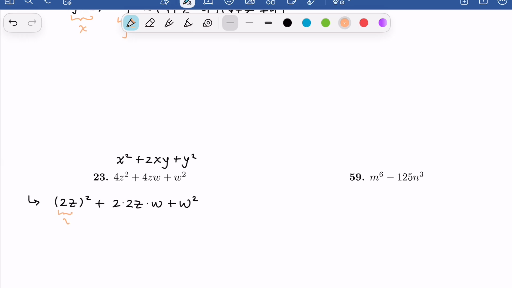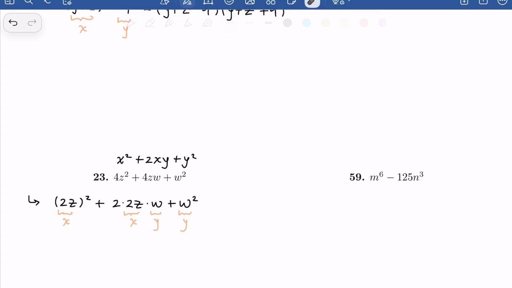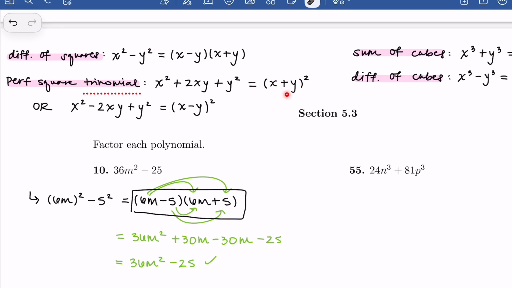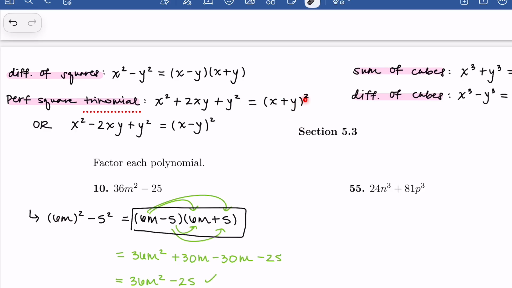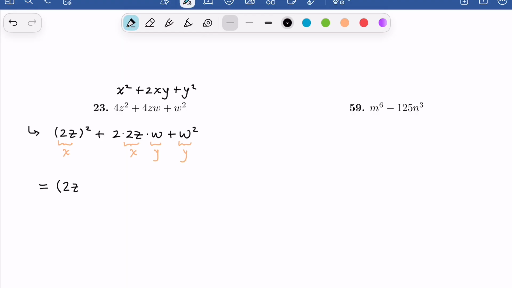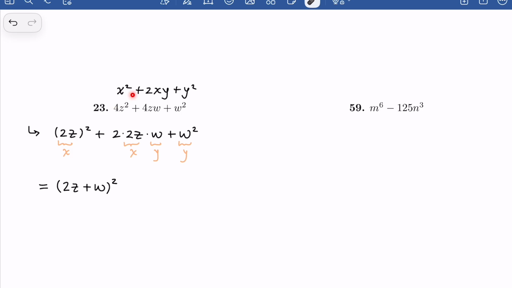So we can think of 2z as our x value. So this whole thing would be our x, and w would be our y value. So what we're going to do is plug in our x's and y's into the factored form of our perfect square trinomial. That's just going to end up being x plus y squared. So going back to this, our x is 2z, so it's going to be 2z plus our y value, which was w, and we're squaring that. So that would be our final answer. So that's why it's good with these more complicated trinomials to recognize what kind of special trinomial we're dealing with.